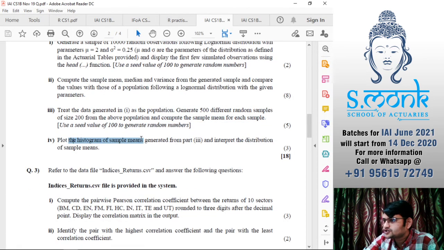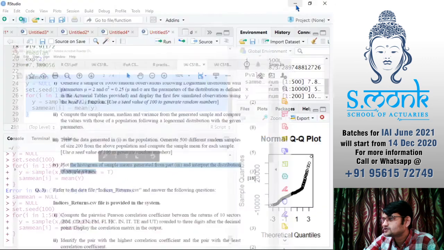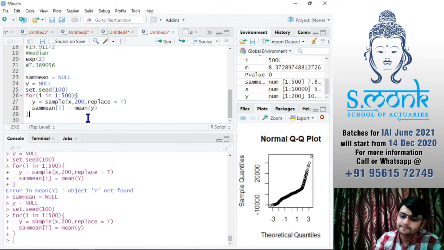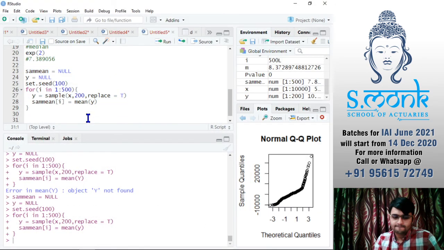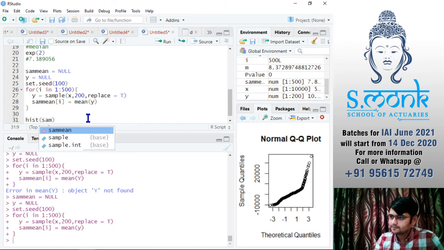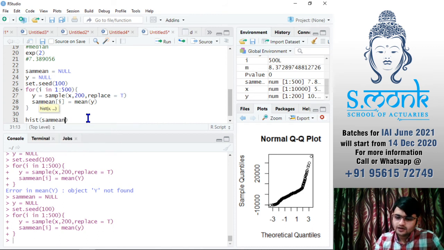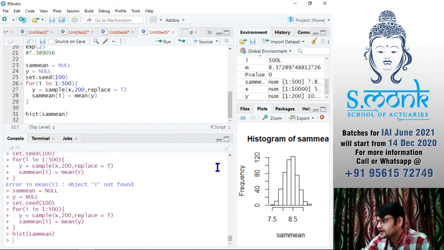Then plot the histogram of the sample means generated from this. Interpret the distribution of the sample mean. So we'll have to plot the histogram. hist, histogram, hist, sample mean, and here we get the histogram.